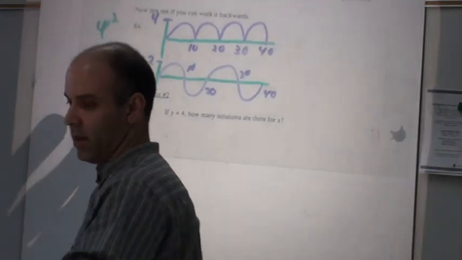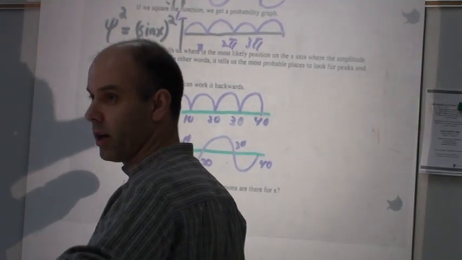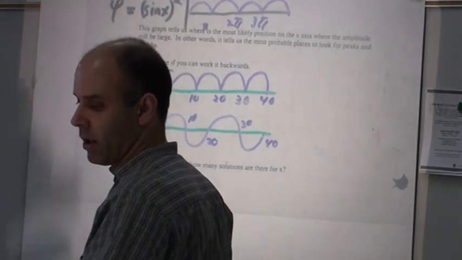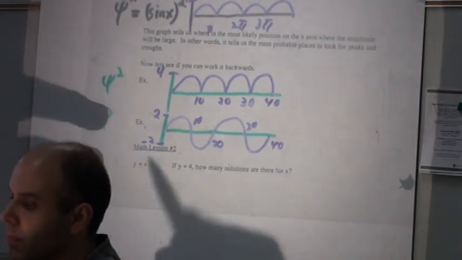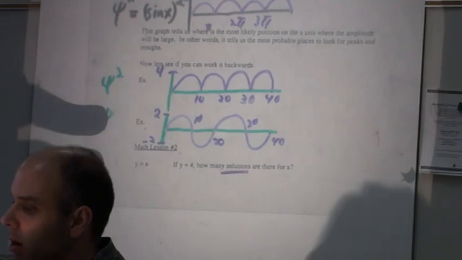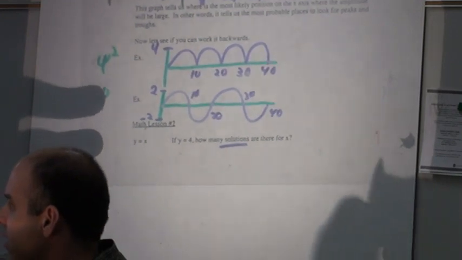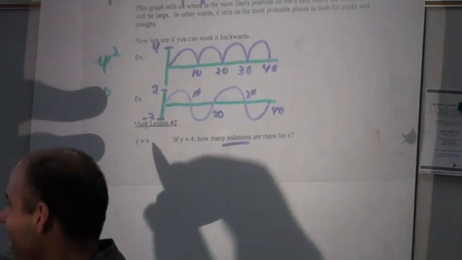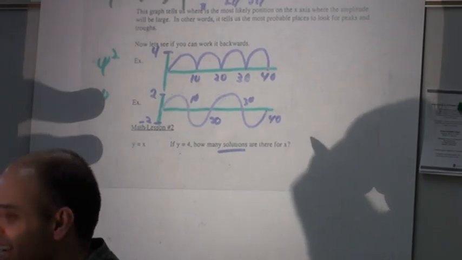Okay, next math lesson. And again, the thing here to remember, Mulkey, is why are we squaring it? To get rid of the negative numbers. Okay, math lesson 2. We got a simple equation here, y equals x. If y equals 4, how many solutions, Tyler? Or I'm sorry, Jared, I meant Jared. If y equals 4, how many solutions are there for x? Y equals x. 4. How many solutions? It's early in the morning.